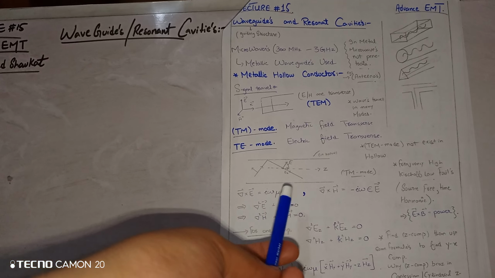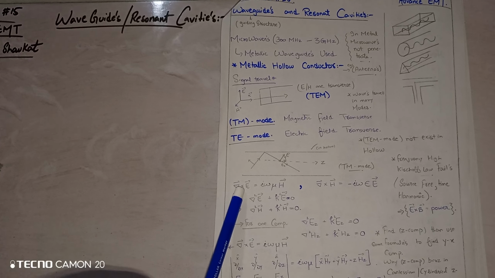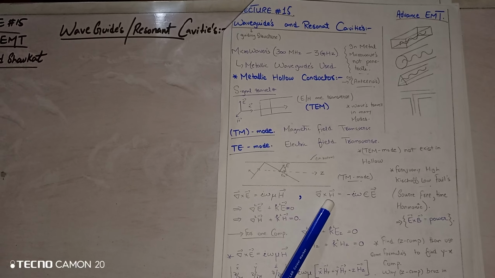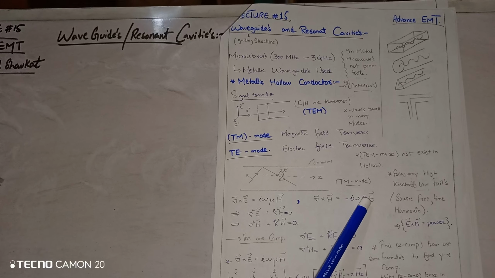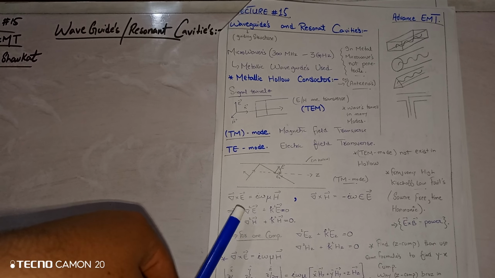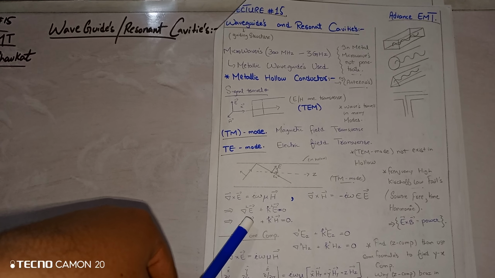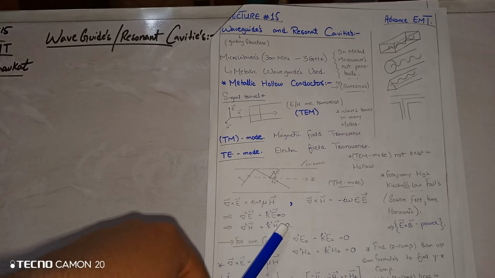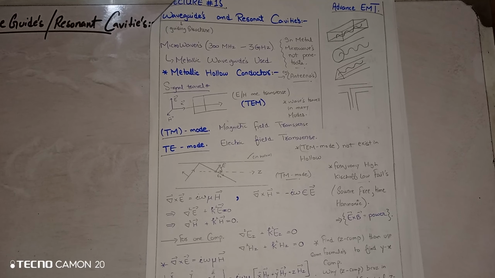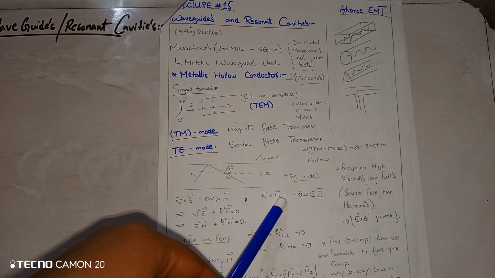As we know, the source-free time-harmonic equations are Faraday's law, del cross E equals iota omega mu h, and Ampere-Maxwell's law, del cross h equals minus iota omega epsilon E. And you know that the final solutions of these equations are del square E plus k square E equals 0. Similarly, for the magnetic field, del square h plus k square h equals 0. Okay, so these are the Maxwell's equations of the electric and magnetic field, the curl of the magnetic field and the curl of the electric field.